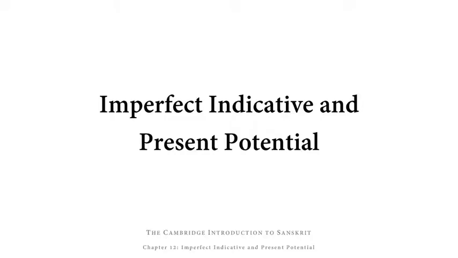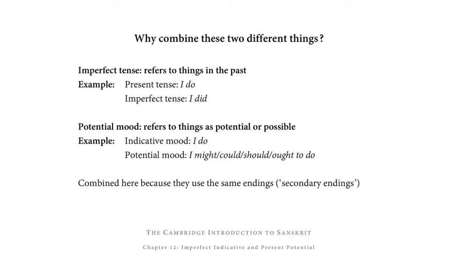Welcome to the video for Chapter 12 of the Cambridge Introduction to Sanskrit, which is going to tell you about the imperfect indicative and the present potential. It might seem a little odd to combine these two, given that they don't really have anything to do with each other. The imperfect tense refers to things in the past.